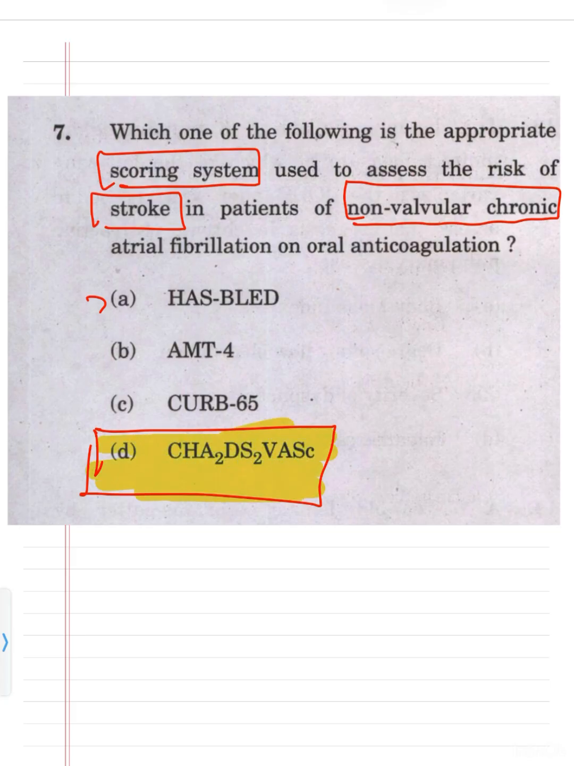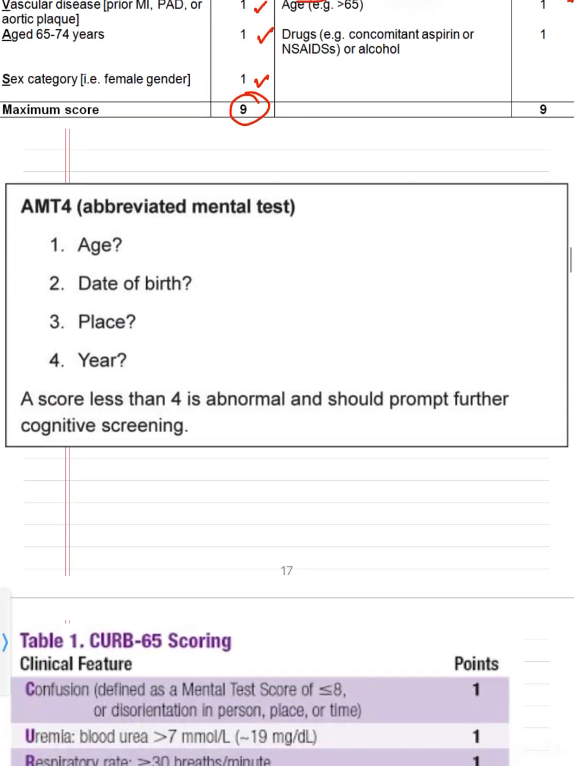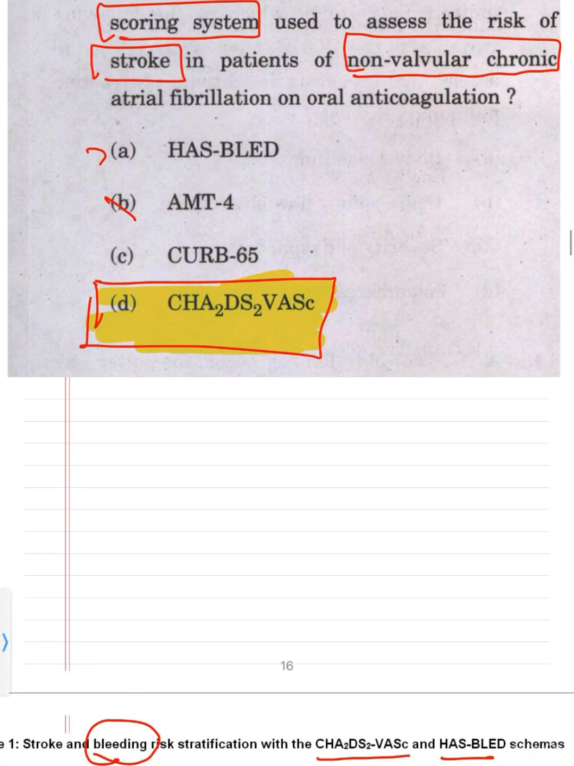Now coming to AMT4. HAS-BLED we have seen is just about bleeding tendency. AMT4 is the abbreviated mental test. We are going to ask 4 questions in this. Sir, what is your age? What is your date of birth? What is the place? What is the year? So a score less than 4 means it's abnormal, and you have to go for prompt cognitive screening. So this is about the AMT4, the abbreviated mental test. So this we have finished, AMT4 and HAS-BLED also. Now CURB-65.